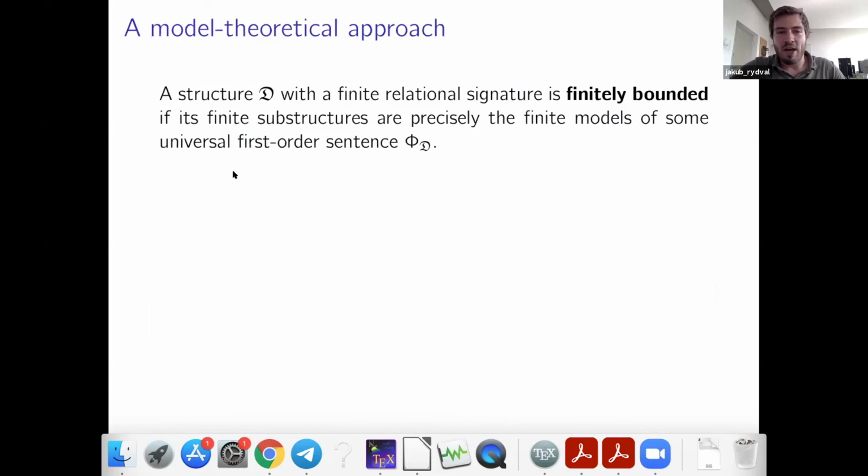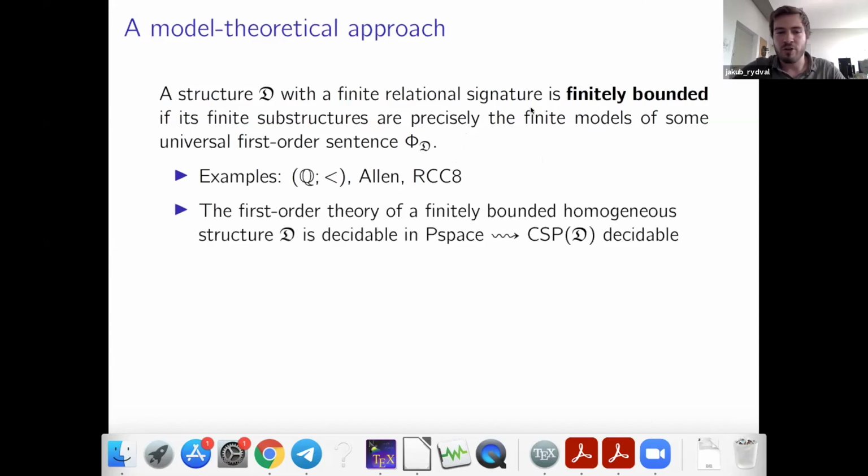Okay, so now to tackle the CSP, to get a decidable CSP, we pose a slight restriction. A structure D with a finite relational signature is finitely bounded if its finite substructures are precisely the finite models of some universal first order sentence phi D. So examples are again rational numbers with order, or RCC8, and in the case of rational numbers, this first order sentence will just give us all the axioms for linear orders. So a very natural definition.